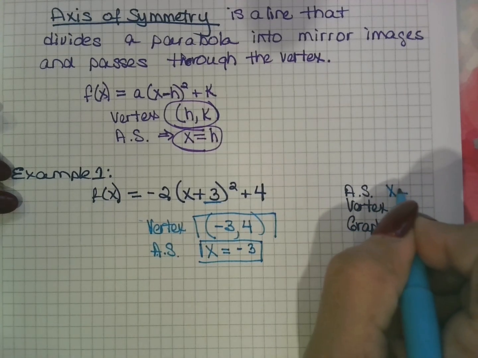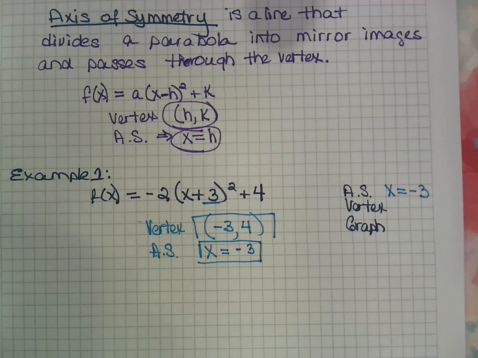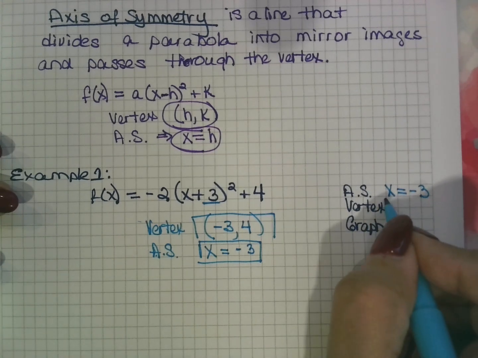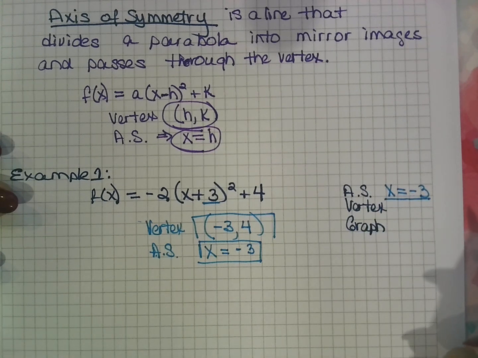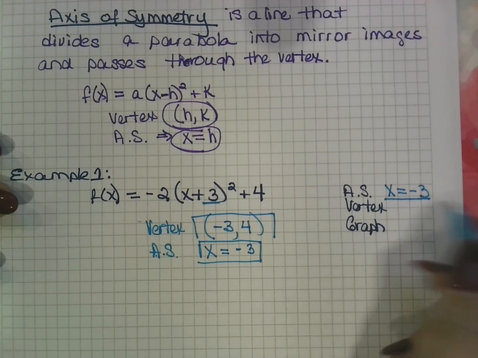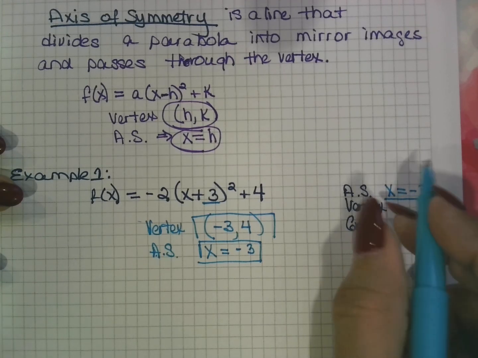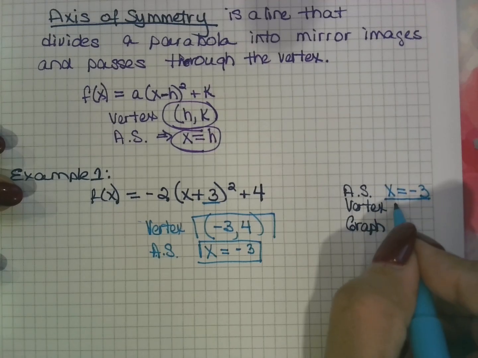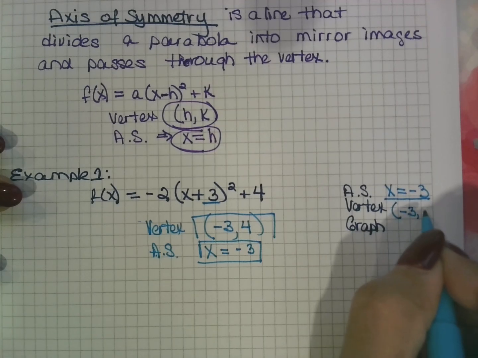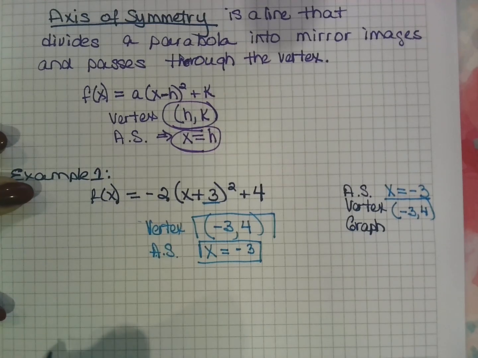Axis of symmetry, x equals negative 3. Please do not write the axis of symmetry as just negative 3. The axis of symmetry is a line and has to be written like a line. So it's got to be either x equals or y equals. In our case, x equals. So definitely make sure you have the x equals. And the vertex, again, is at negative 3, 4.